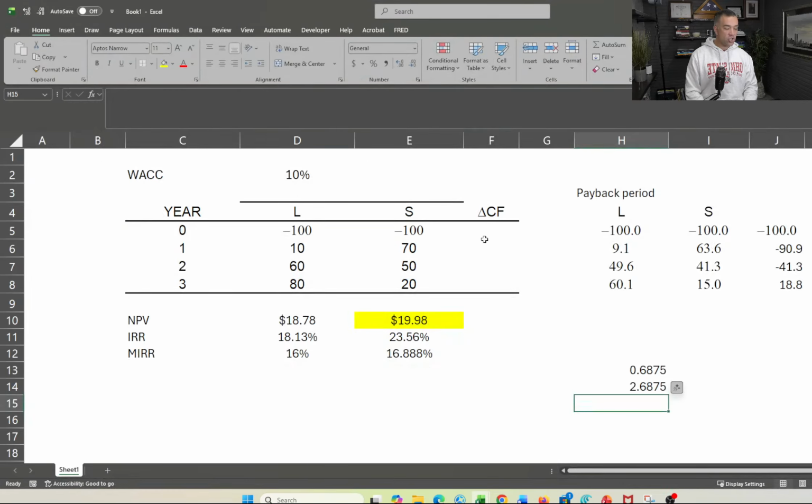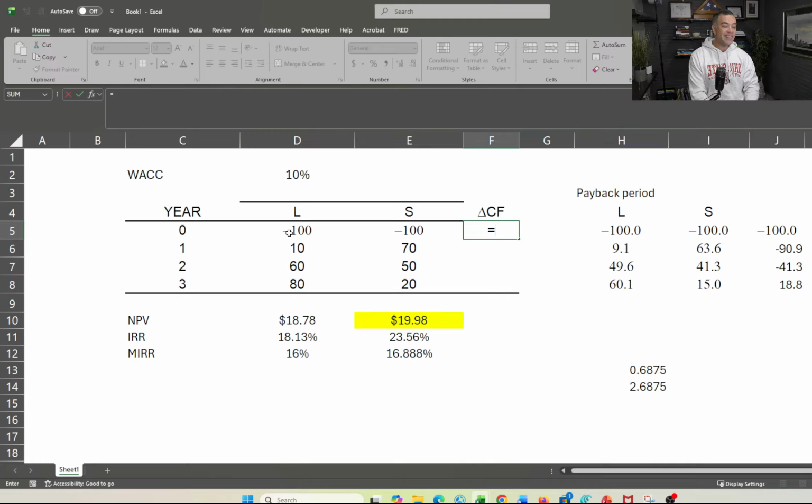Oh yeah, what I wanted to show here is something called a crossover rate. If you pull up the PowerPoint, it shows that depending on the WACC, project S and L could have different results. Let me show you what I mean. I'm going to find out what is the IRR in which the net present value is equal. There's going to be a certain net present value that is going to be equal. So how do you figure that out?